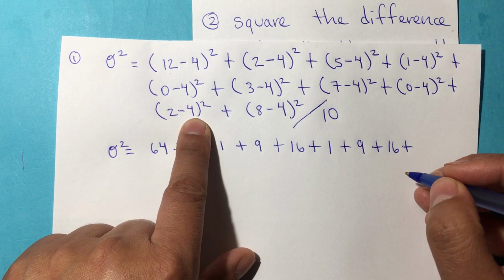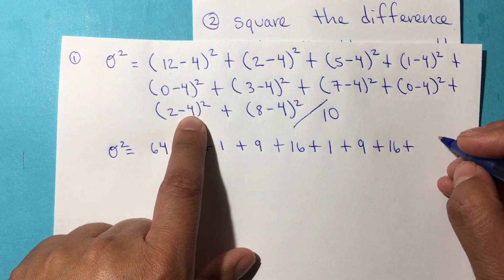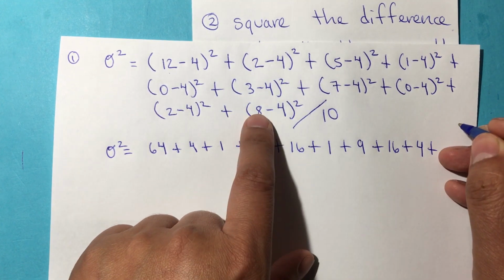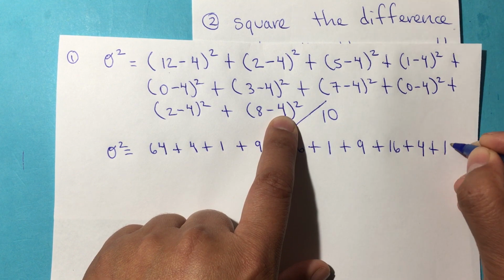2 minus 4 is negative 2. Negative 2 times negative 2 is positive 4. 8 minus 4 is 4. 4 times 4 is 16.